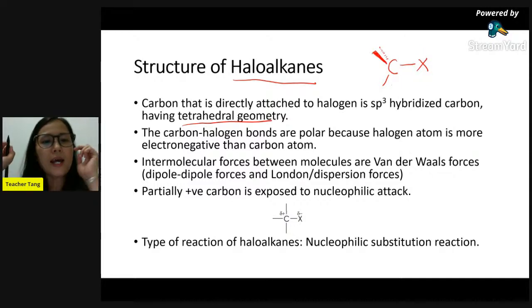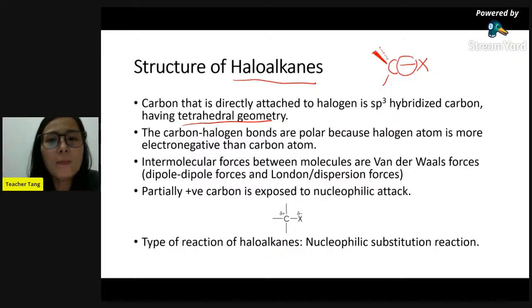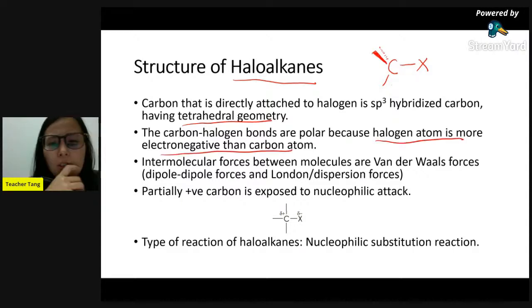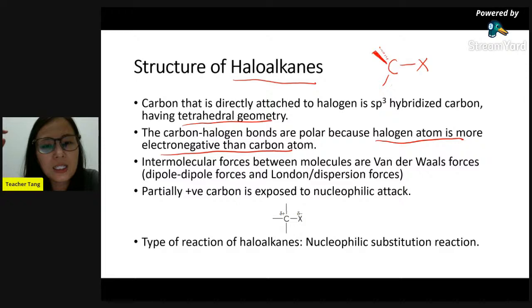And then the carbon-halogen bond is a polar bond. Why is it a polar bond? Because the halogen atom is more electronegative than carbon. Because of that, this bond is polar. The intermolecular forces present between haloalkane molecules will therefore be dipole-dipole forces and also London dispersion forces, because haloalkane is a polar molecule due to this bond being polar.